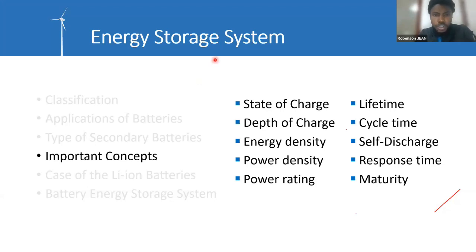I see that Antwi Daniel raised a hand. Go ahead, Antwi Daniel. Maybe Daniel is not here.